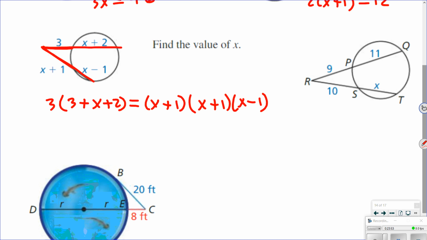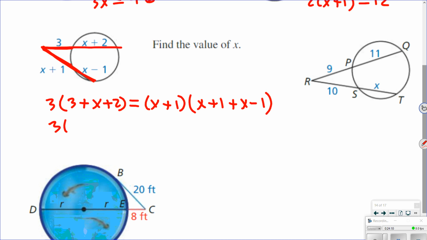Okay, now I've got to solve this ugly, whoops, sorry, I did that wrong. Let me try that again. So take the outside piece, which is x plus 1, times by the entire thing, which would be x plus 1 plus x minus 1. There we go.